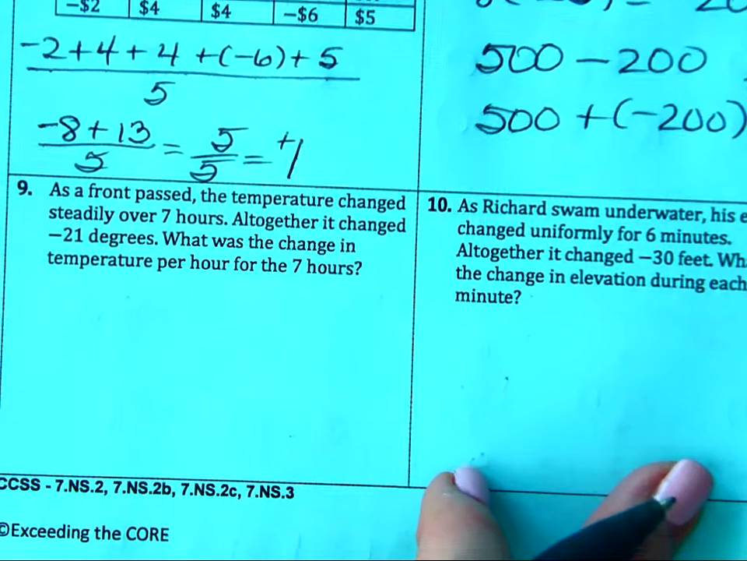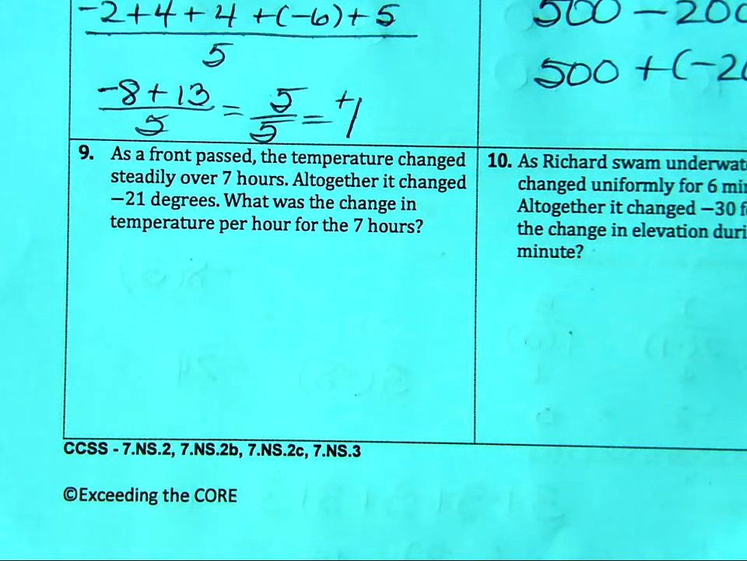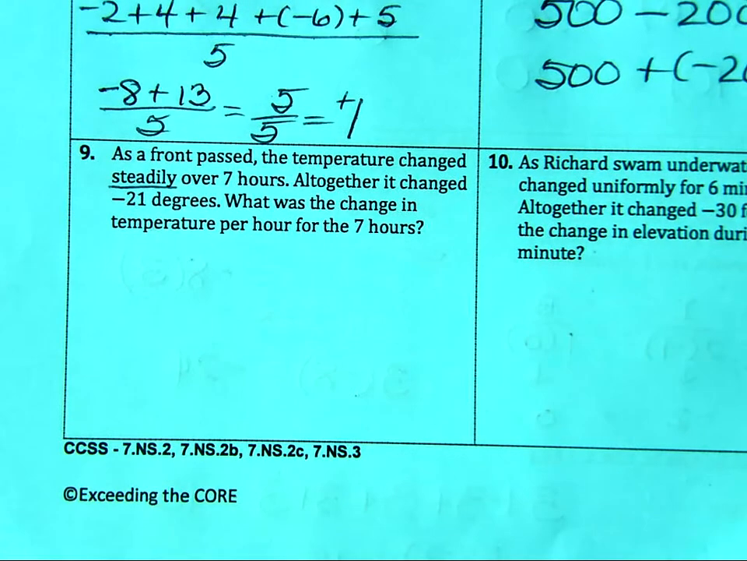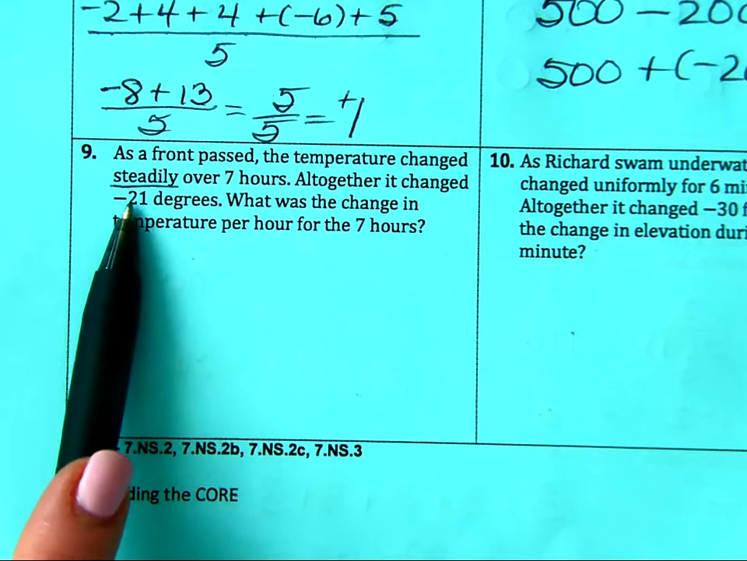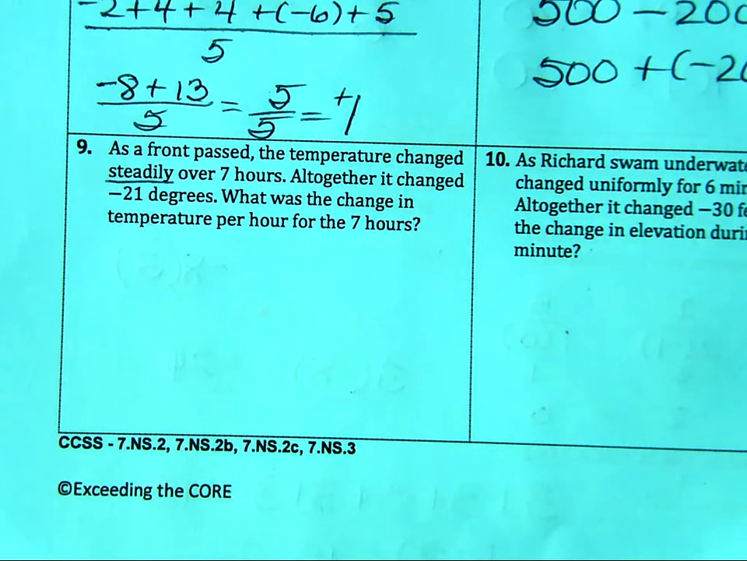As a front passed, the temperature changed steadily. Steadily means by the same amount for 7 hours. At the end of the 7 hours, it had changed a total of 21 degrees. My first question is, did it get colder or warmer by 21 degrees? How do you know? Good. So does it matter what the temperature was to start with for this problem? I don't care what it started with. I don't care what the temperature is now. All I need to know is that it changed 21 degrees and it got colder in 7 hours. So how much did it change each hour, Michael?